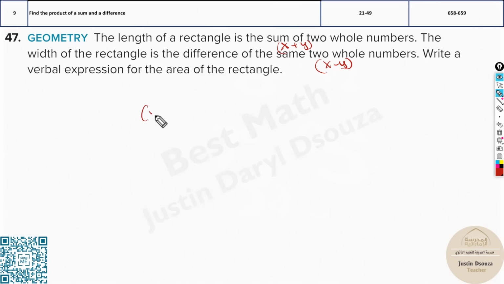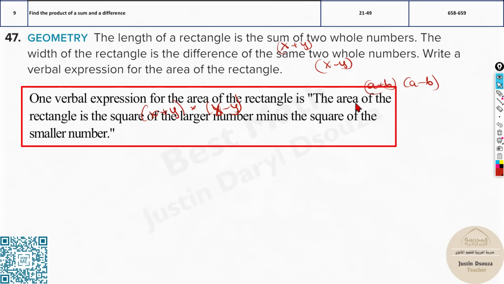So area would be x plus y multiplied, length into width, right? x minus y. So this is x minus y. What is this formula related to? A plus b, a minus b. We can tell the area would be the difference of squares of these two whole numbers, or it can be interpreted in different ways. Over here, let's see what is told. The area of the rectangle is the square of the larger number minus the square of the smaller number.